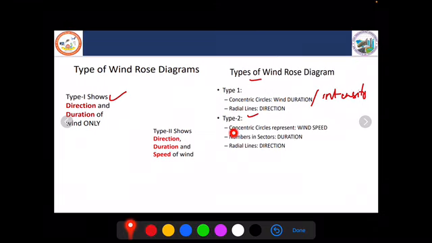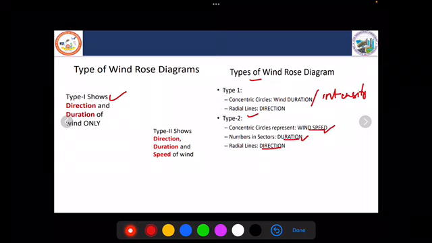But when we construct the Windrose diagram of type 2, we can represent all three parameters of wind data: wind speed, wind duration and wind direction. All three parameters can be considered in the case of the type 2 Windrose diagram.